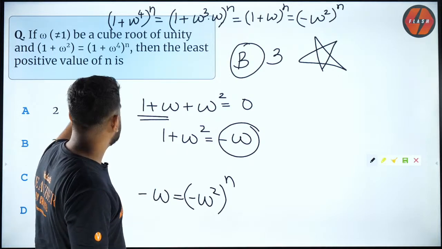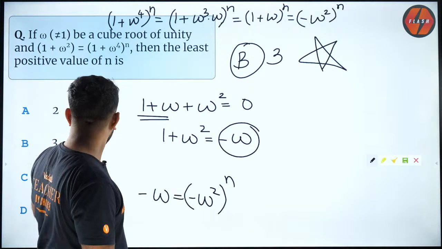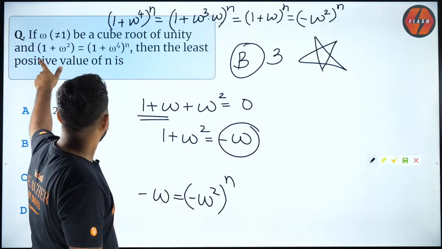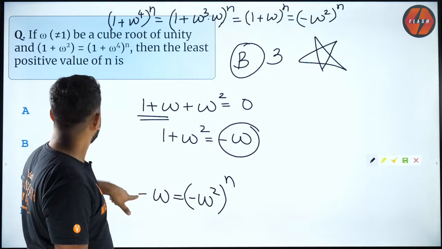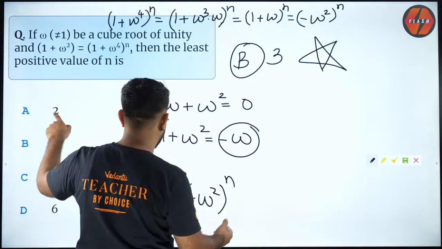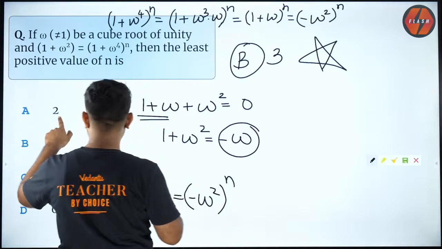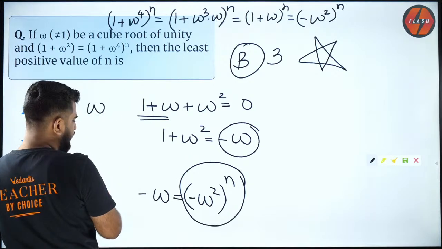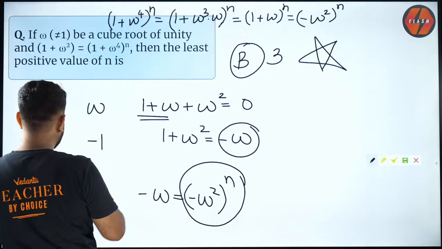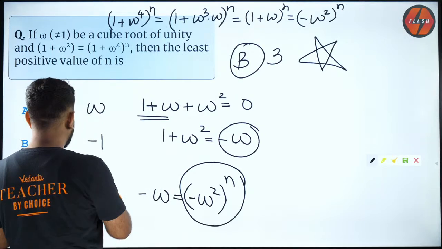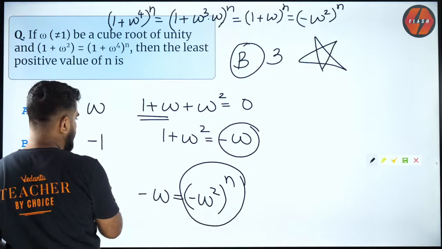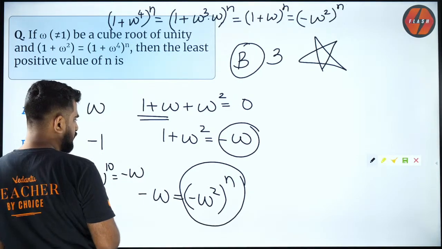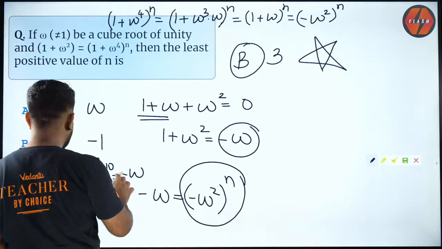So the least positive value of n. Guys, is it 3? 3 also won't work, I think. So what will be the least positive value of n? Let's substitute all the options. If n is 2, the right hand side will be omega. If n is 3, the right hand side will be minus 1. If n is 5, the right hand side will be minus omega power 10, which is minus omega. If n is 6, it will be 1. So the answer is 5, guys.